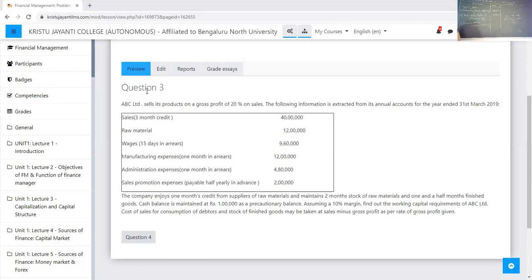Respond soon. How much are you getting? 4 lakhs. Okay, so getting 4 lakhs. Apart from this, what other current asset do we have? The last information they've told is sales promotion expense payable half yearly in advance. Whatever is paid in advance becomes your current asset, because at that point of time, you need not meet any liability. Okay, so advance payment on sales.